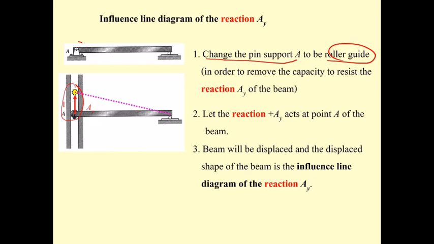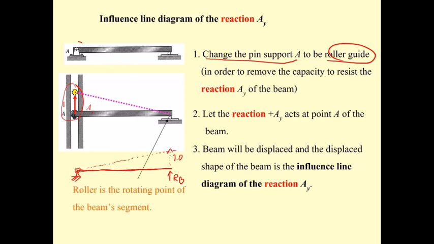This dashed blue line is the shape of the influence line of A sub y. Okay, let me do it again. If we'd like to draw the influence line of the reaction R sub B, I release the resistance of B sub y out. That means I take this reaction out, put R sub B here, and move this up for 1.0 unit. Then you get the influence line diagram of R sub B here.